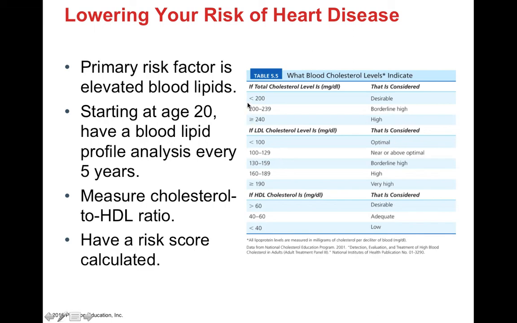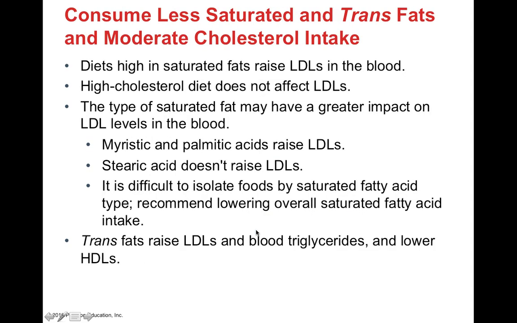The risk score looks at the total first. If it's lower than 200, that's good. If it's over 240, that's considered high. For LDL, if it's less than 100, that's considered optimal. If it's 190 or above, that's very high. And again, that's a ratio of LDL to HDL. For HDL, over 60 is considered desirable, and less than 40 is considered low. So anyway, they use that to create a risk assessment to see where you as an individual stand in terms of the risk of developing heart disease later in the future.